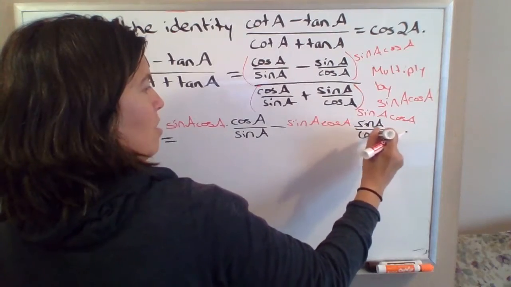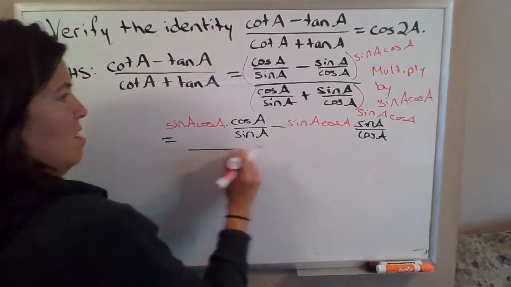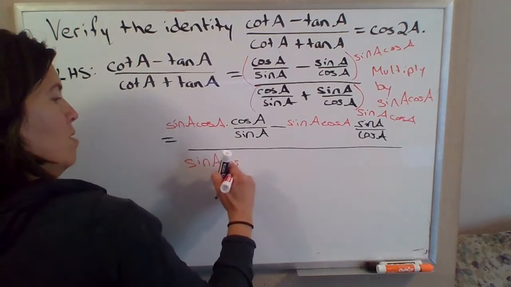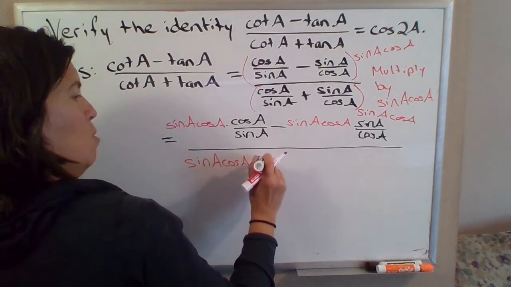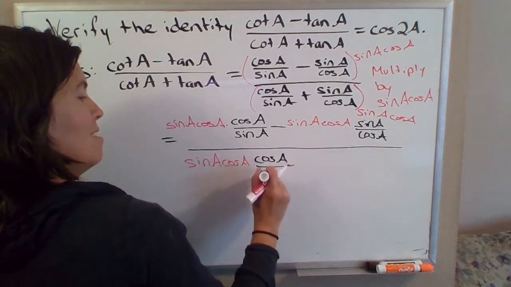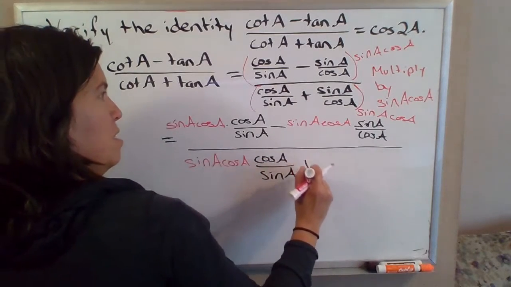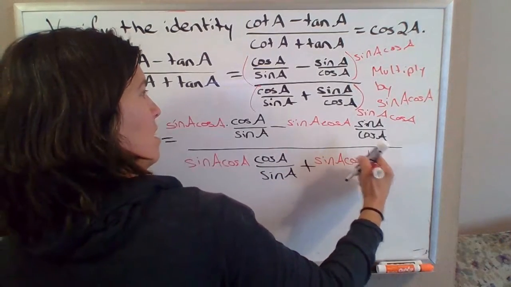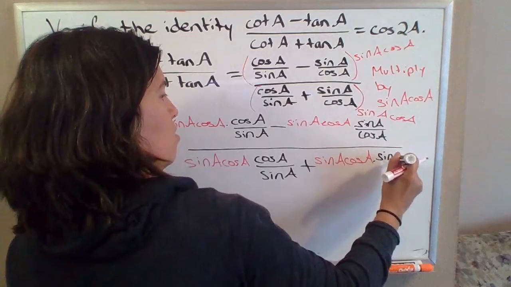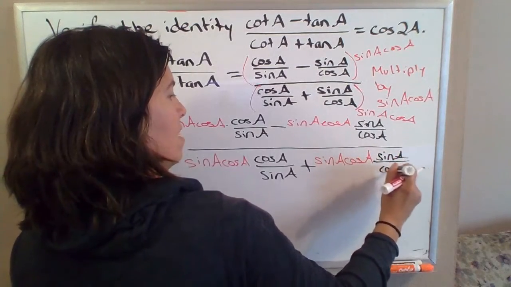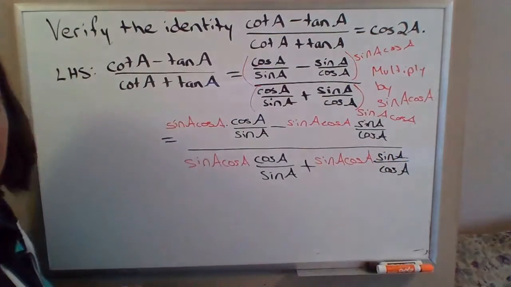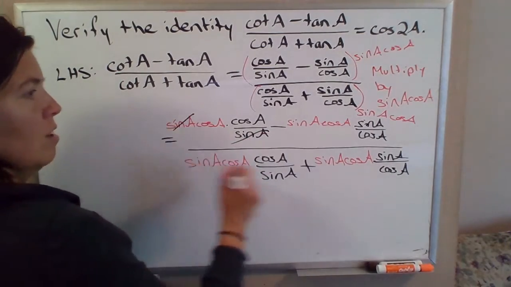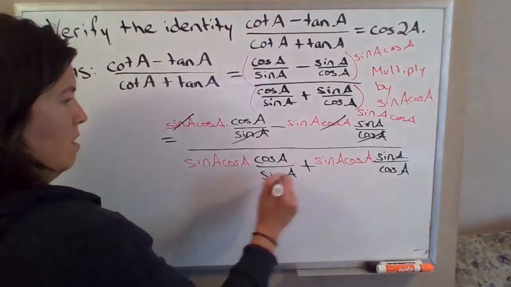Sine over cosine. This was our tangent. Divided by, okay, so a lot of work, but it's going to be so satisfying once we write this out and cancel. Plus sine A cosine A times sine over cosine, finally. Okay, so the sine of A will cancel here. The cosine of A will cancel here.